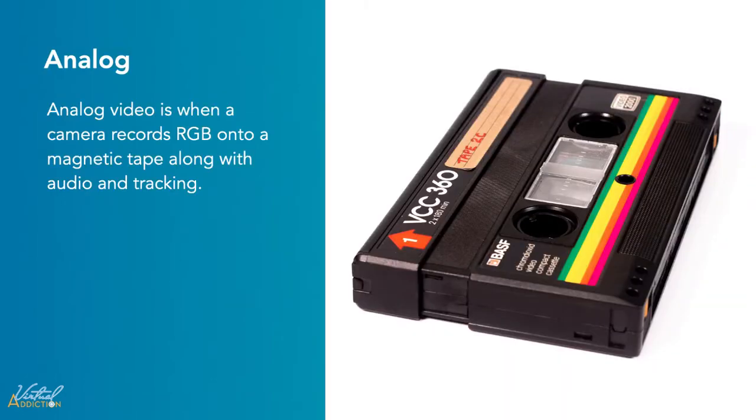We have two methods of getting video today, analog and digital. Analog video was used from about 1953 to the early 2000s. Analog video is when a camera records RGB onto a magnetic tape along with audio and tracking, which tracks the speed regulation information. We refer to video as digital video nowadays, but when video originally started, it was analog information.